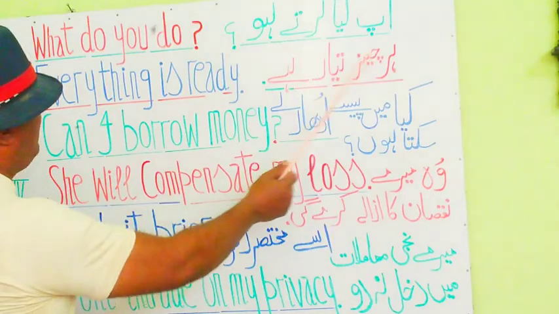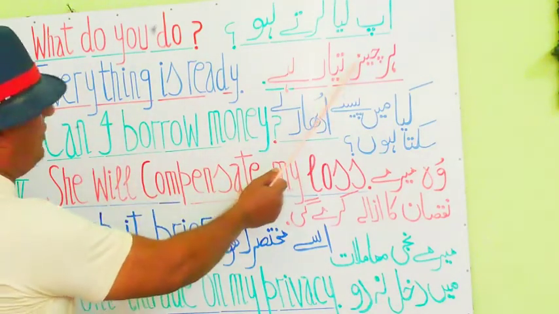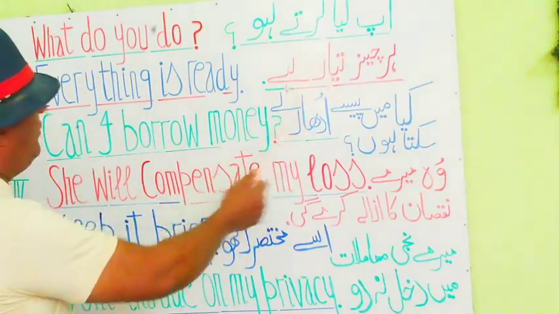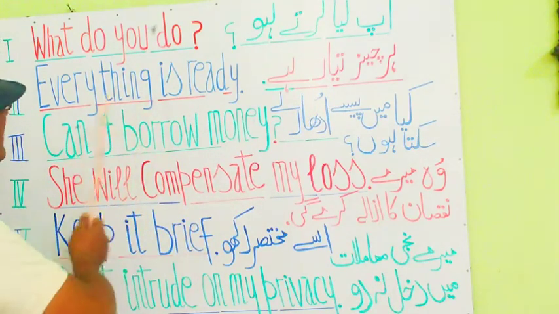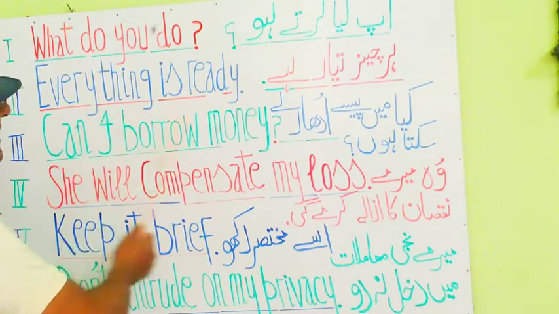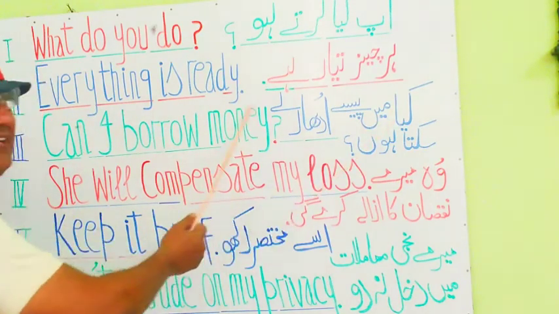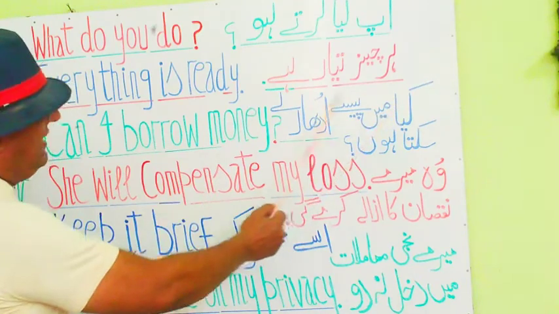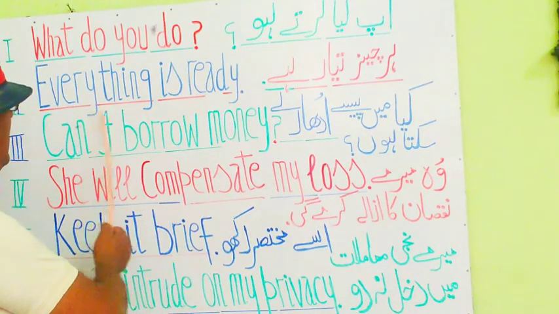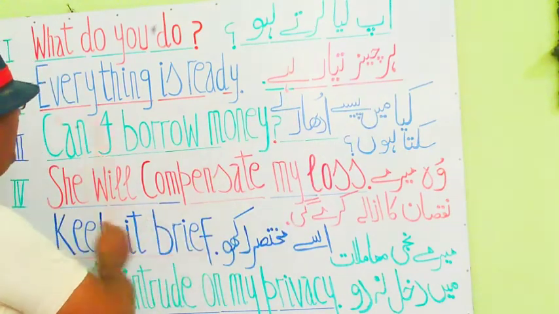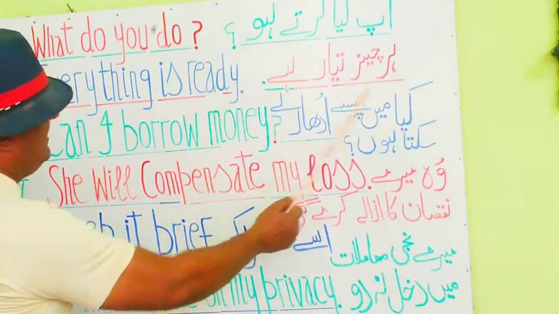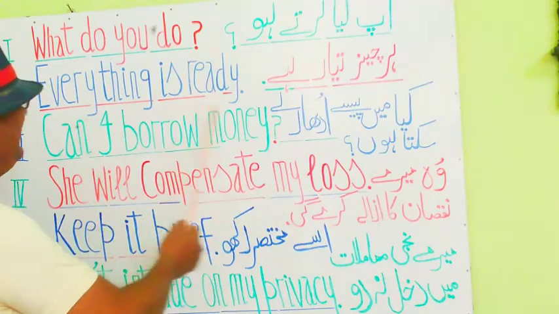What do you do? आप क्या करते हो? Let's see the next one. Next one is: Everything is ready. हर चीज तैयार है.